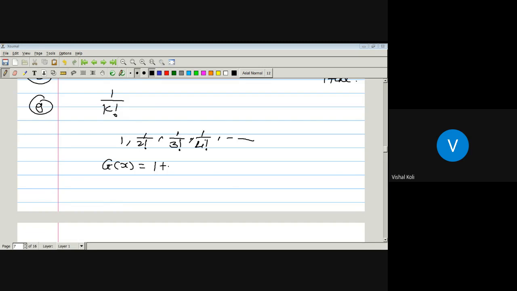Yes, what is next one? x divided by 2 factorial plus x square divided by 3 factorial plus x raised to 4 divided by 4 factorial. So this corresponding series is nothing but x raised to n divided by (n plus 1) factorial. Actually, this one is nothing but what is the value of e raised to x? What is the power series expansion of e raised to x?